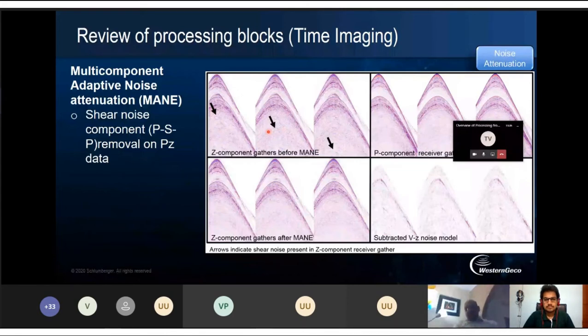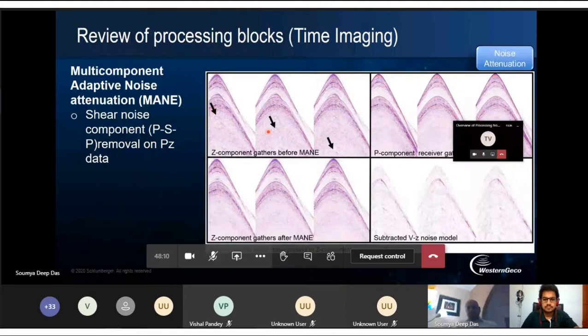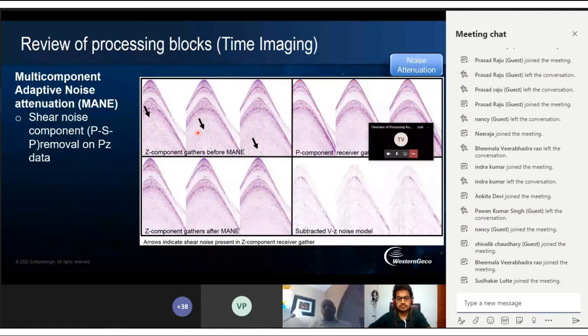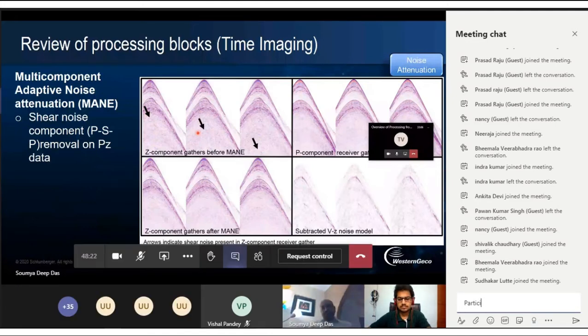Another important one is Soumya. This is a very powerful tool. In land data, we are accustomed to ground roll being a very tough noise to remove. It can be removed in FK, but it leaves an imprint, which is not suitable for advanced processing nowadays, where exploration projects are always asked to mitigate the risk of uncertainties.